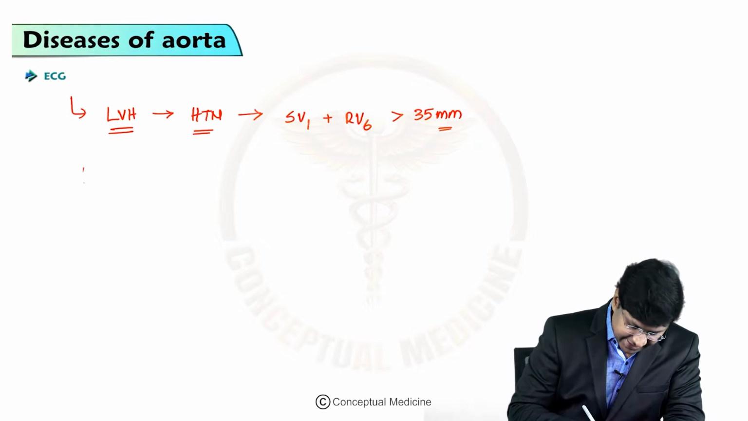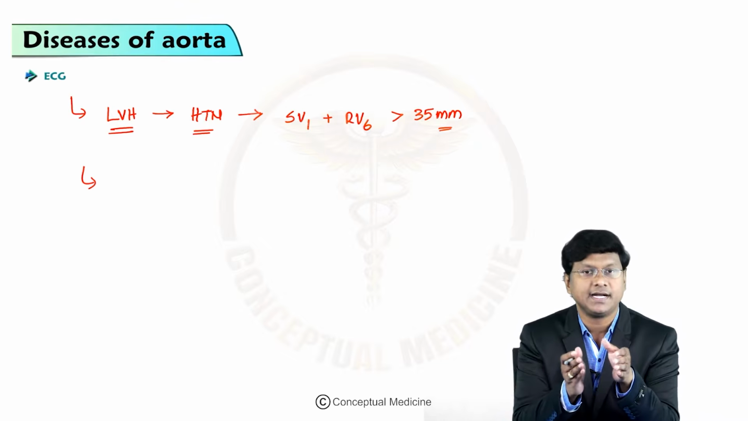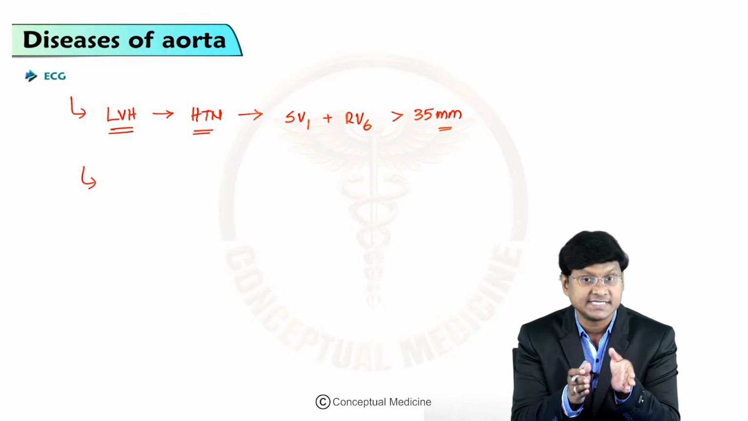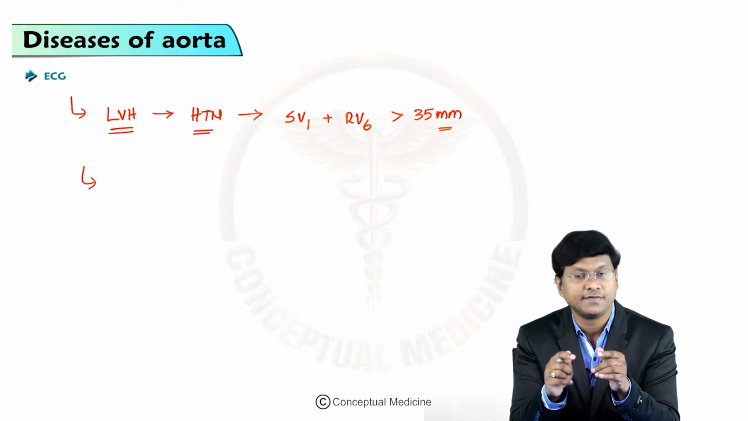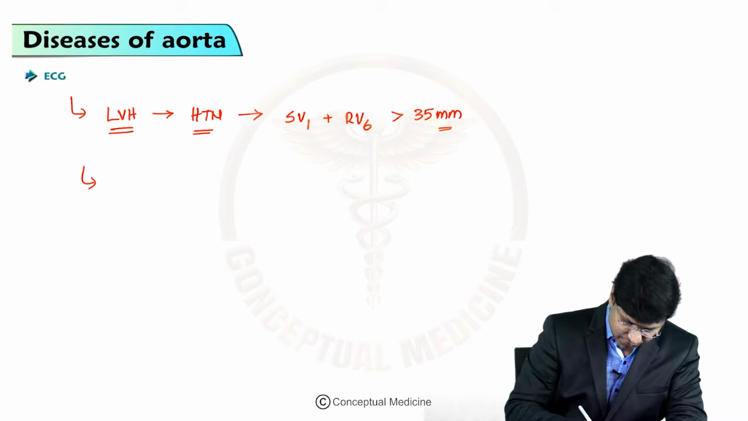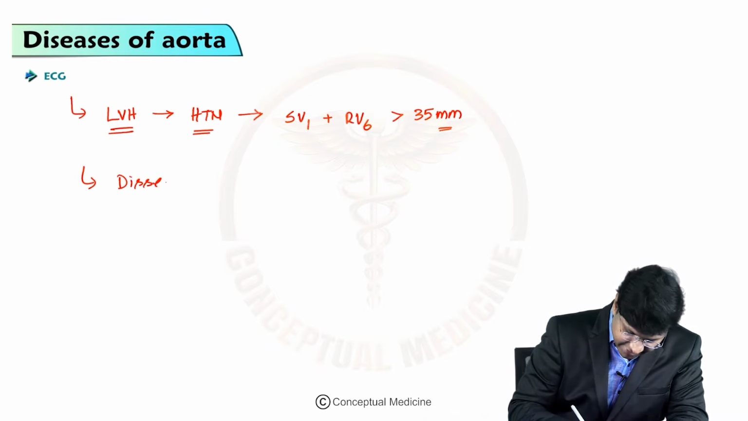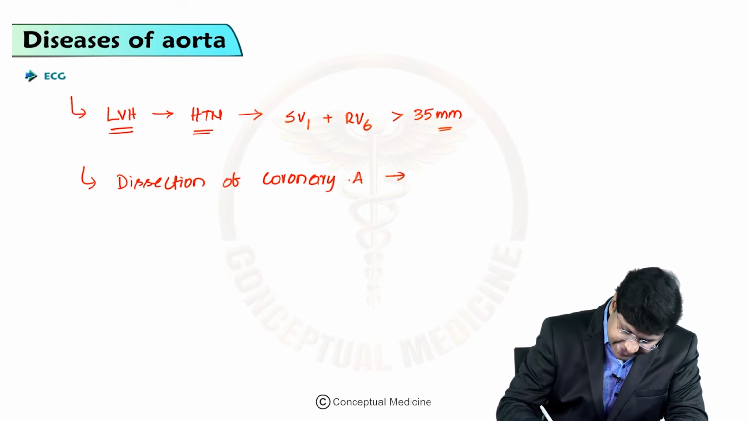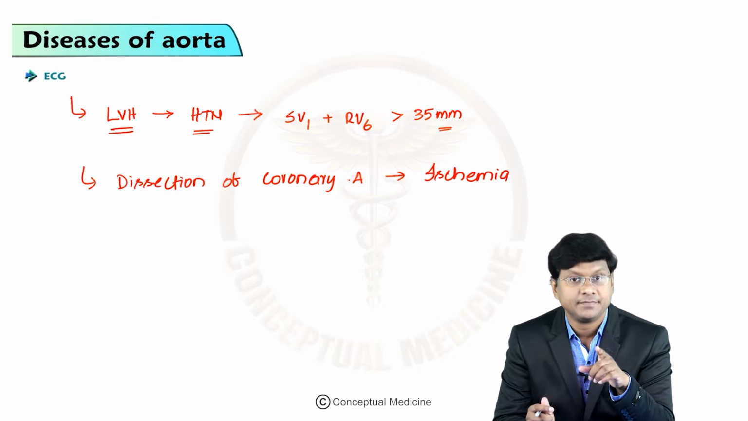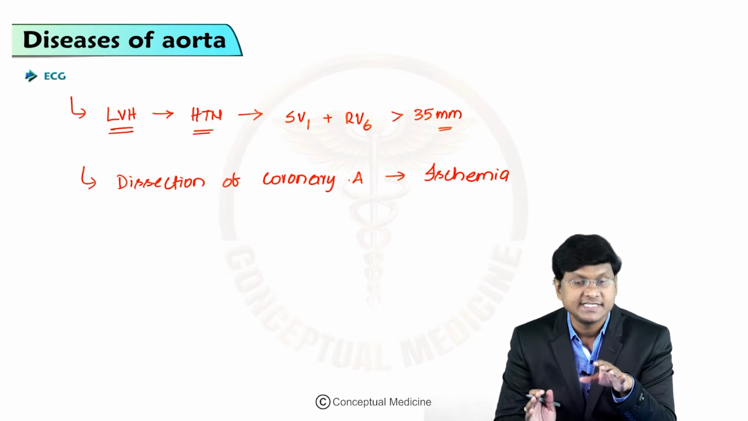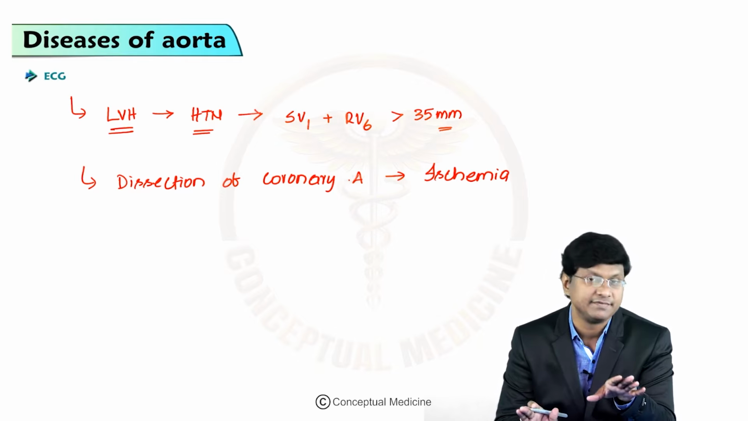Next, another important ECG finding: acute changes suggesting myocardial ischemia do not develop until the dissection involves the coronary artery ostium. So if there is dissection of the coronary artery, that is the only point when the ECG will show you the features of ischemia. Please remember, until the coronary artery ostium is affected, the ECG changes of myocardial ischemia do not develop.